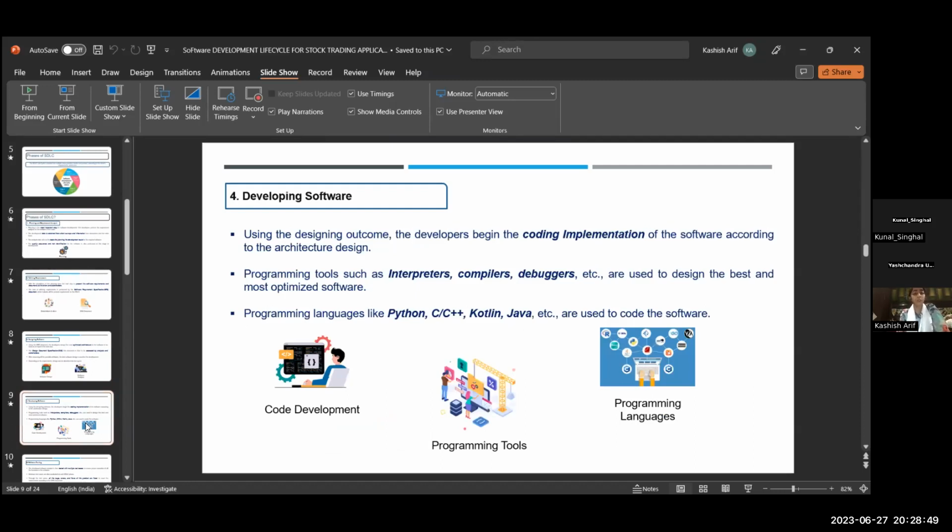Fourth phase is developing software. Using the design outcome, the developer begins coding and implementation of the software according to the architecture design. Programming tools such as interpreters, compilers, debuggers, etc. are used to build the best, most optimized software. Programming languages like Python, C++, Kotlin, Java, etc. are used to code the software. Basically, in this way, we can develop the software and do the coding.